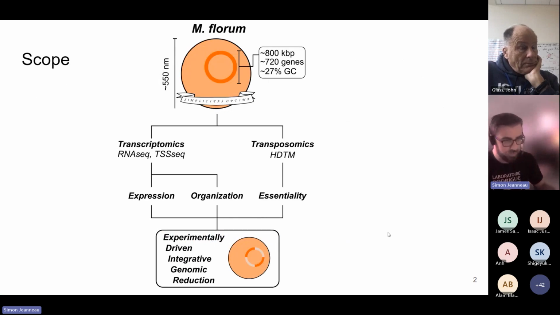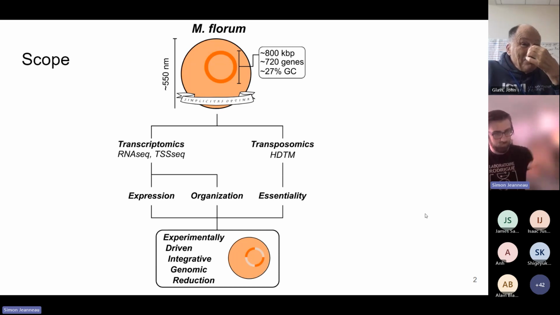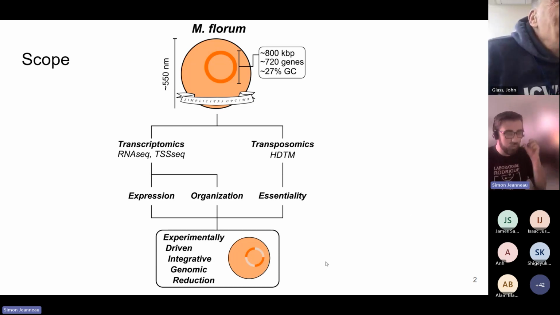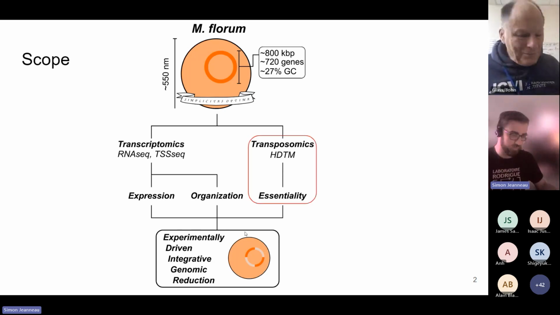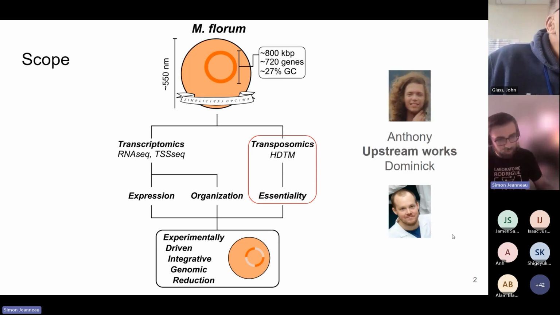So the scope of my project, I talked about Tn-Seq and Anthony introduced it very well. He talks about transcriptomics. We are making a lot of efforts to eventually drive integrative genome reduction rationally, with data-driven approaches. My project is part of this whole large project, but I'm talking today only about gene essentiality, which was made possible by my two dear colleagues, Anthony and Dominique, who did a lot of wet lab work upstream of this.